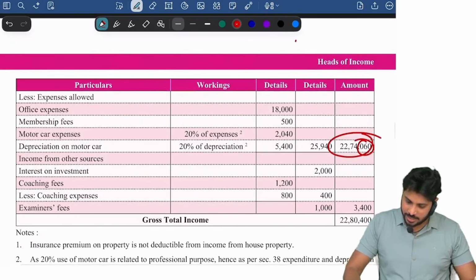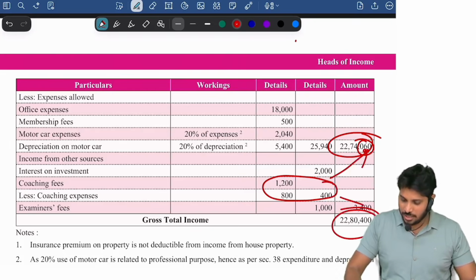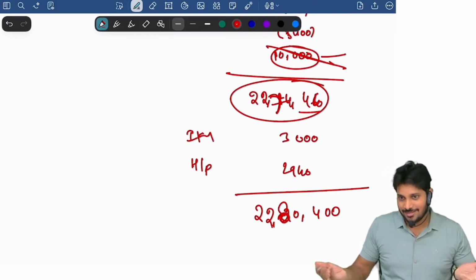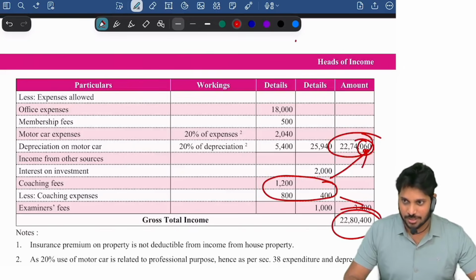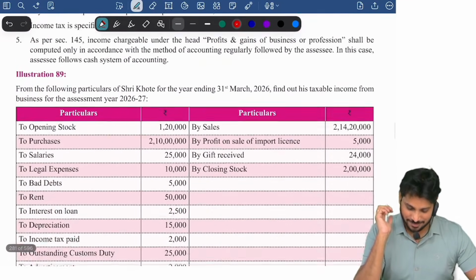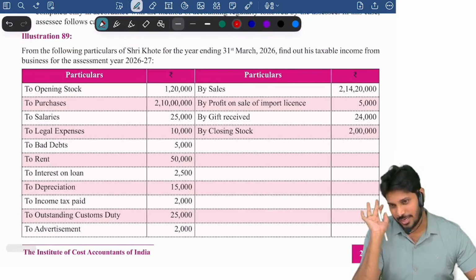Okay. Here they gave separately. You see here, they gave separately. Coaching fees is there, no? This we added here, but we reduced here. As a whole, it is correct. 2,280 for 400. Yeah. Correct? Our answer is correct only. The 10,000 we missed because it is included already in the audit fee. We forgot that. We missed it. Easy, no? Not a big deal.